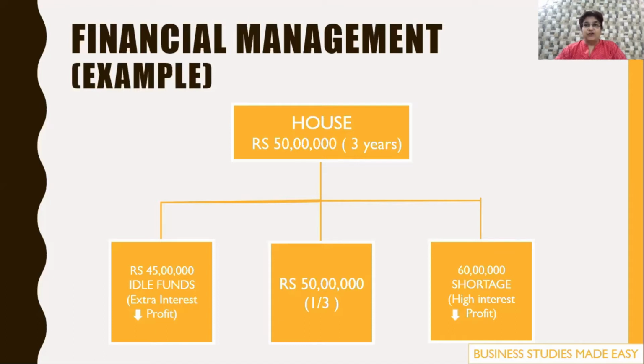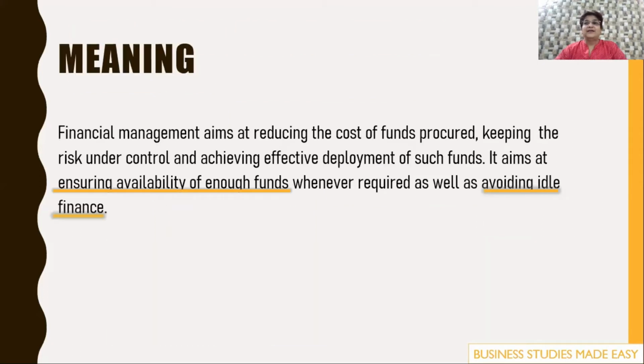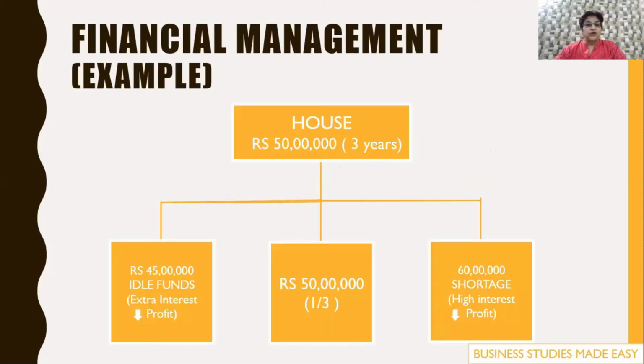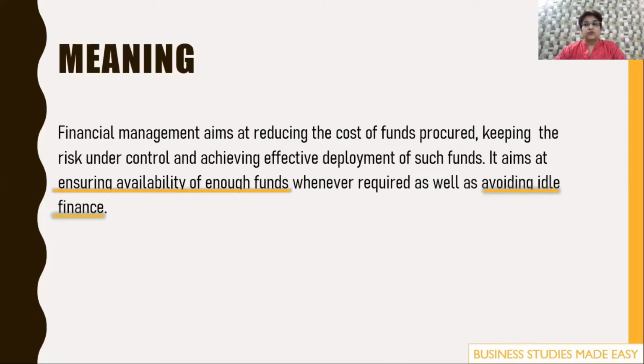So having explained what financial management is, let us see the meaning. So I've highlighted the main points here, that the finance manager has to ensure availability of enough funds as well as avoid idle finance. So if I go back to the previous slide, you will see that in the first case of 45 lakhs, there were idle funds. So he's supposed to avoid that situation. As well as in the third case, there was shortage of funds. So the finance manager should have availability of funds also ready.